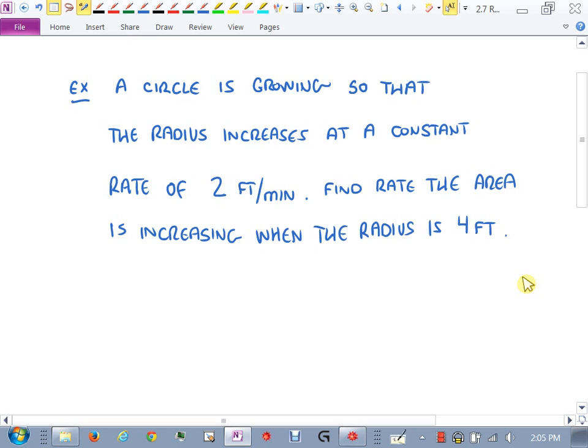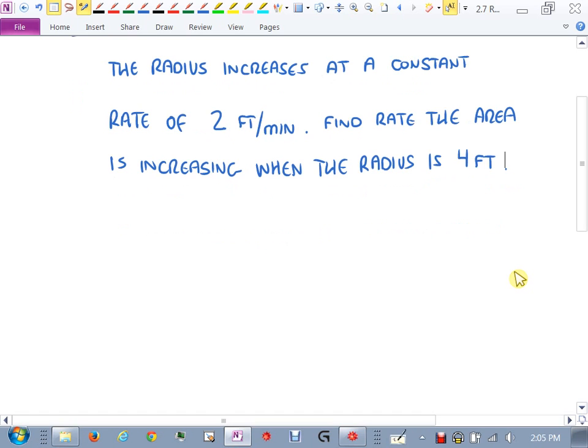Don't be thinking of it as, geez, man, I'm never going to look at a circle and care how fast it's growing. All right, so here are my two pictures.